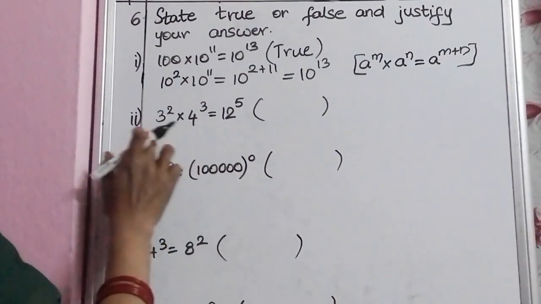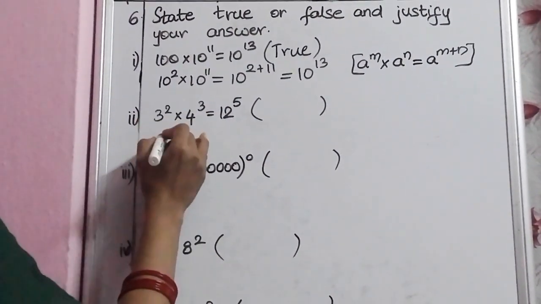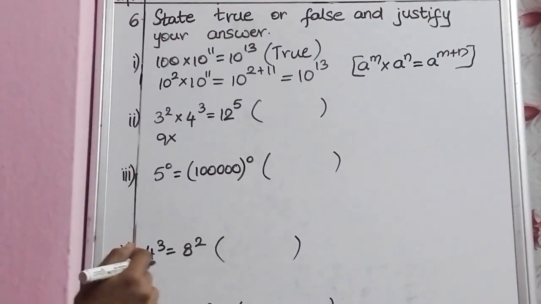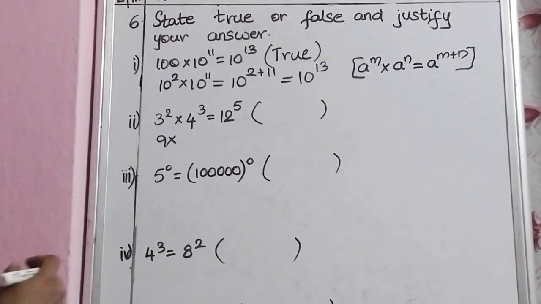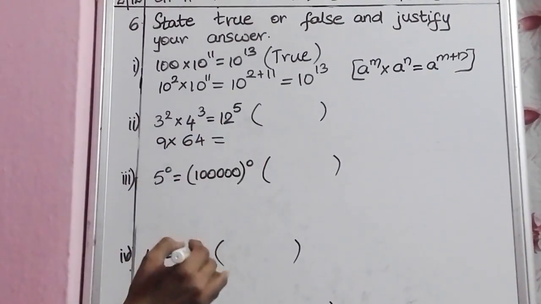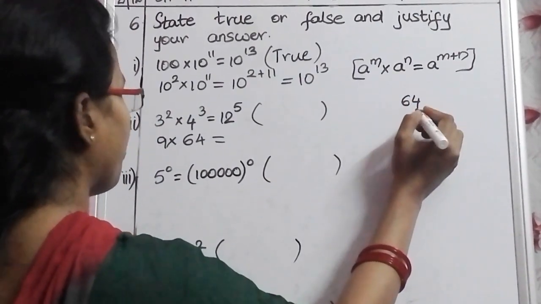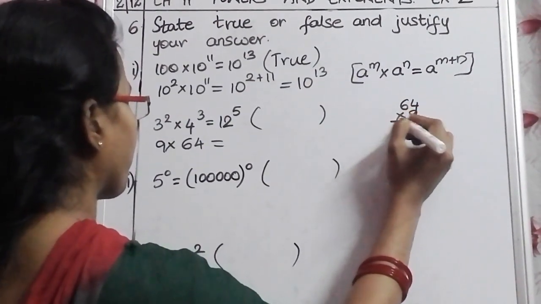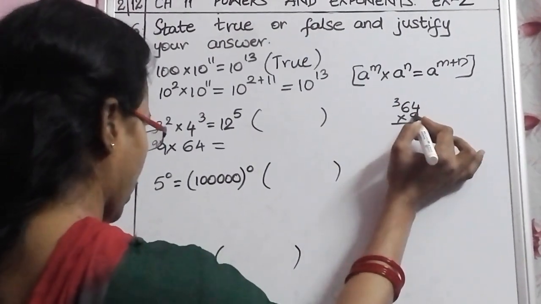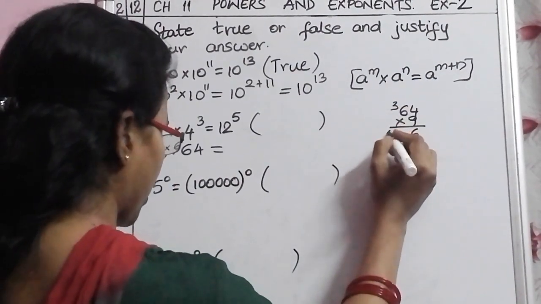Now let us look at this part. 3 square is 9 into 4 cube. 4 fours are 16. 16 fours are 64. So this is equal to, let's multiply both of them and see. 64 into 9. 9 fours are 36. 9 6s are 54. 55, 56, 57.